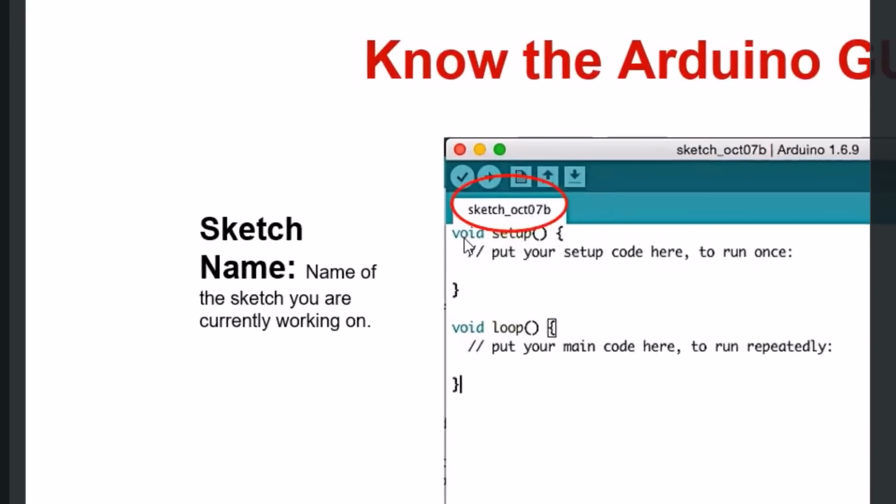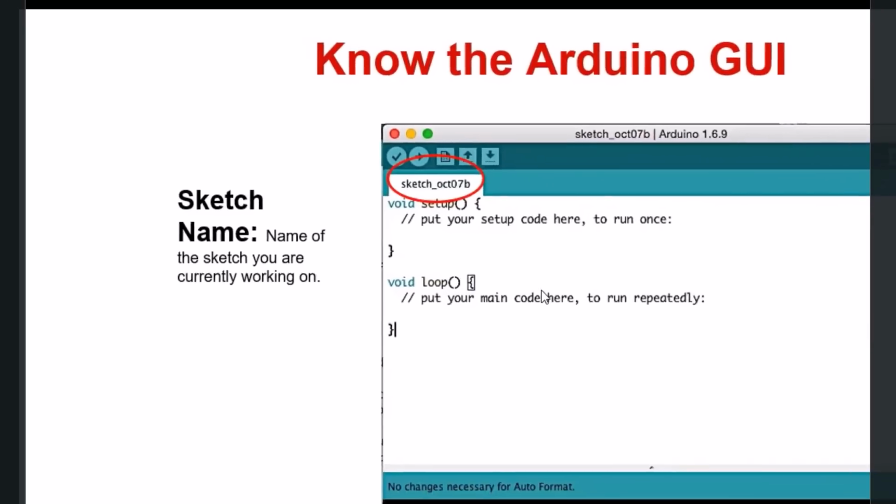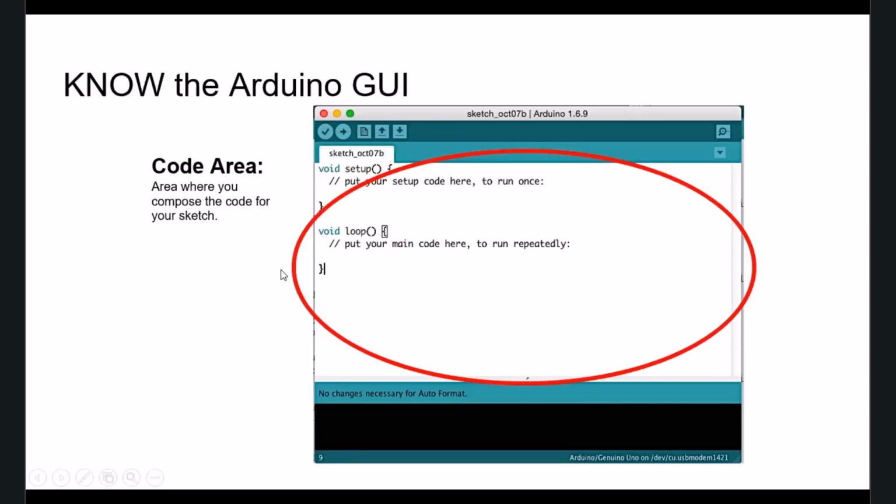At the top of void setup, you will find something written here. It is written as sketch underscore OCT07B. This is the sketch name. Sketch is your program, and whatever name you are going to give to your program will be written over there. The remaining white part that you can see here is your code area, wherein you need to write the instructions that can be given to the Arduino, and Arduino can execute that after compiling it.